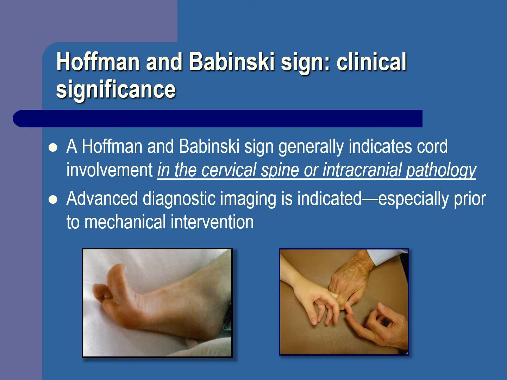And if we see a Babinski or a Hoffman sign present, right, that generally indicates that there's some type of intracranial or cervical pathology influencing the cord. And the bottom line there, if those pathologic reflexes are present, advanced diagnostic imaging is indicated, and that's usually in the form of an MRI.